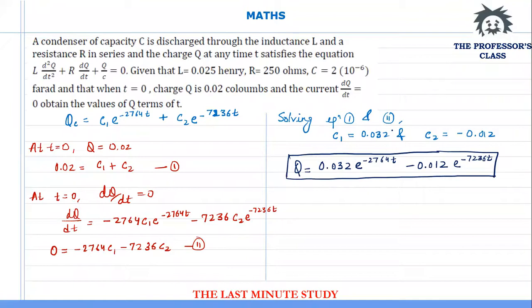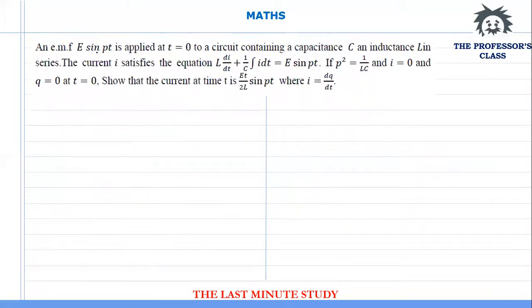Now let's look into the next question and see how that can be solved. This is another question which shows you the application of these differential equations. So there is an EMF E sin pt applied at t equals 0 to a circuit which contains capacitance C and inductance L in series. Now this current satisfies the given equation. So this is the equation we are supposed to solve, and at the end we are supposed to prove that the current at time t is Et by 2L sin pt, where i is dq by dt, that is, current is the rate of change of charge, rate of flow of charge.